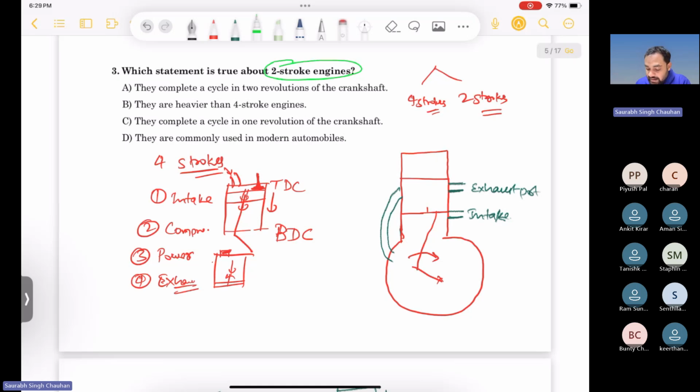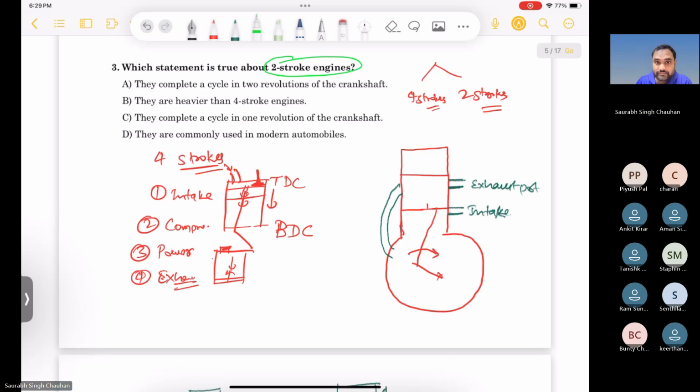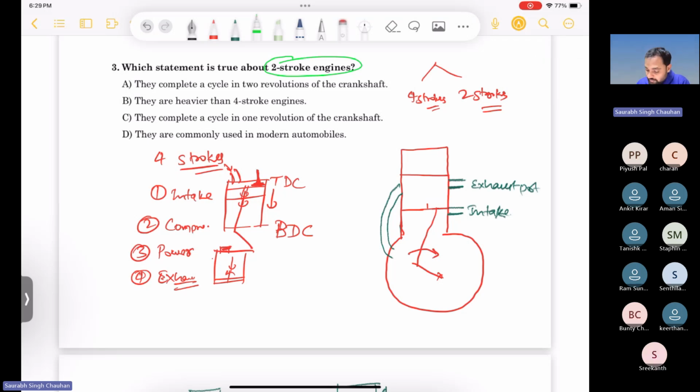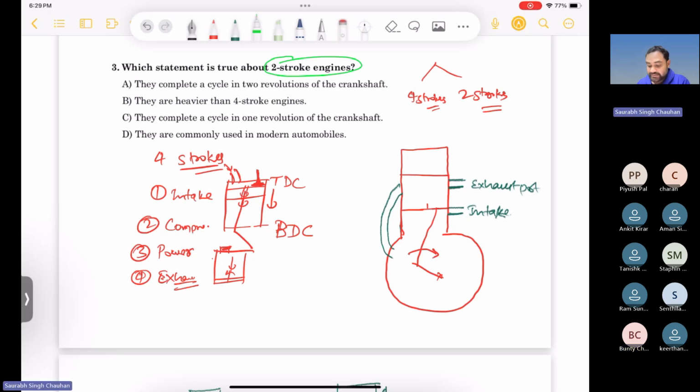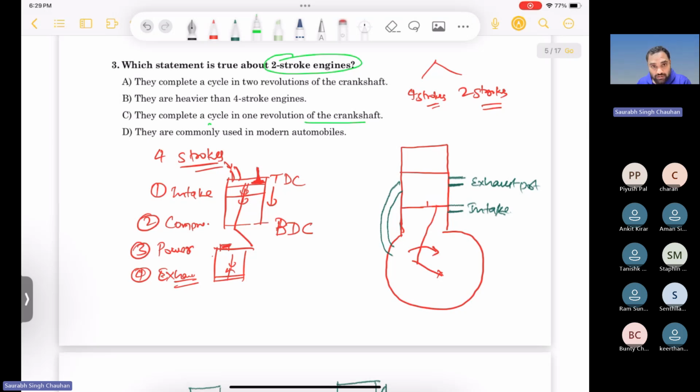Option B: they are heavier than four stroke engines? No, they are lighter than four stroke engines. Part C says they complete one cycle in one revolution of crankshaft. Is this correct or false? True. Yes, because in one revolution of crankshaft, there will be two strokes, and a two stroke engine completes one thermodynamic cycle in two strokes, right?